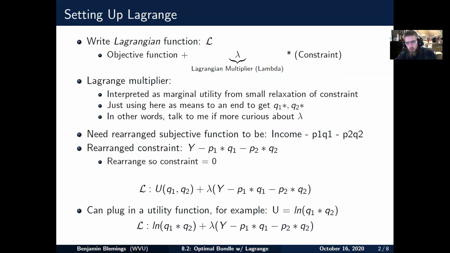how we translate consumption of good 1 and good 2 into happiness or well-being or satisfaction, utility. And so this is just that. We have the natural log of Q1 times Q2 as our first ingredient, our second ingredient, lambda, and our third ingredient is the constraint. This is pretty straightforward. But what do you need to do with this?